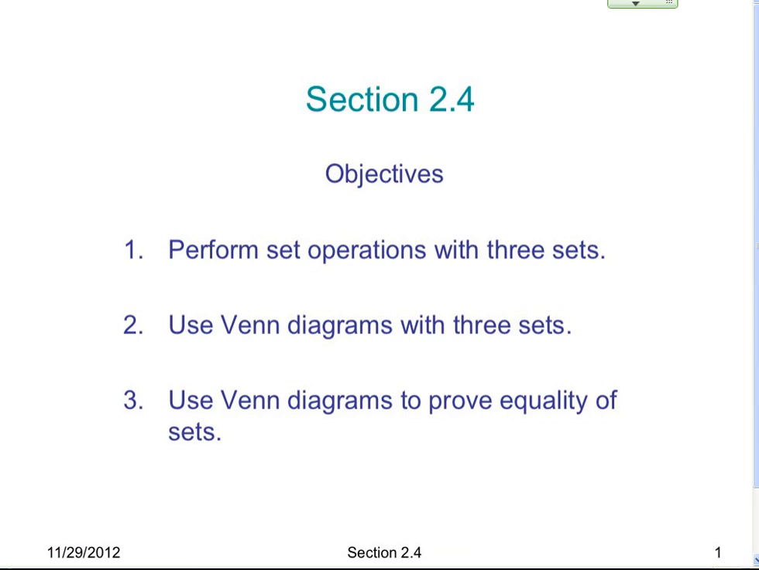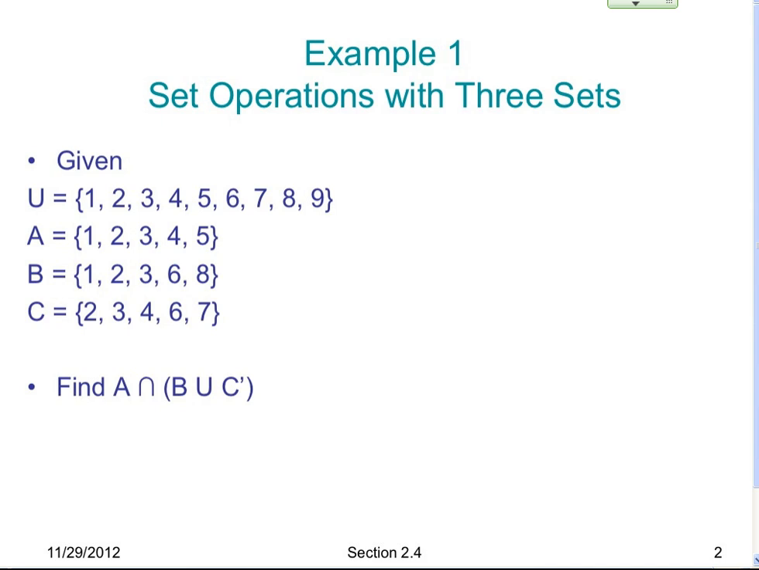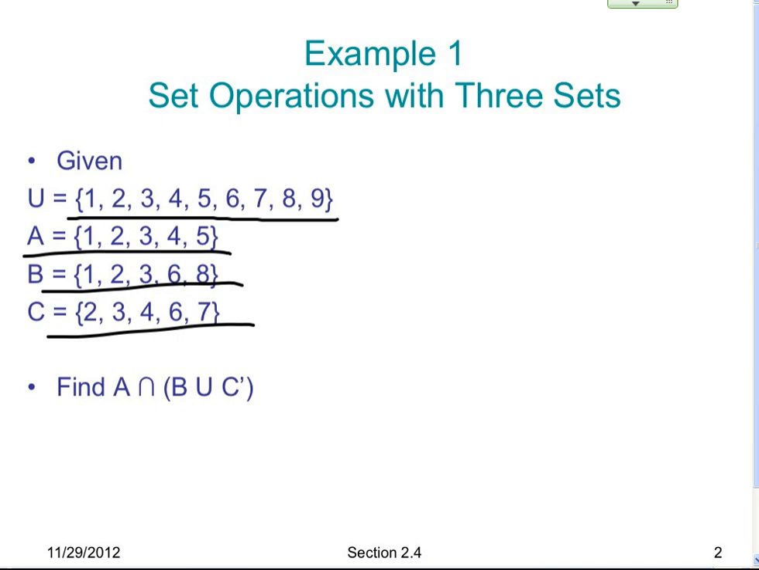This is section 2.4. Suppose we have a universal set 1, 2, 3, 4, 5, 6, 7, 8, and 9, and we have sets A, B, and C. What I want to know is A intersect (B union C) complement.